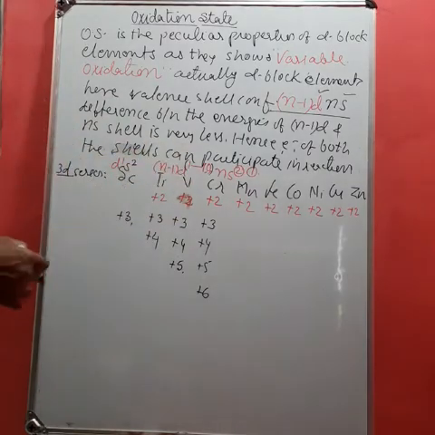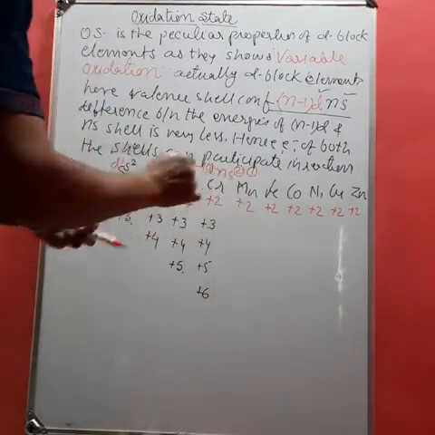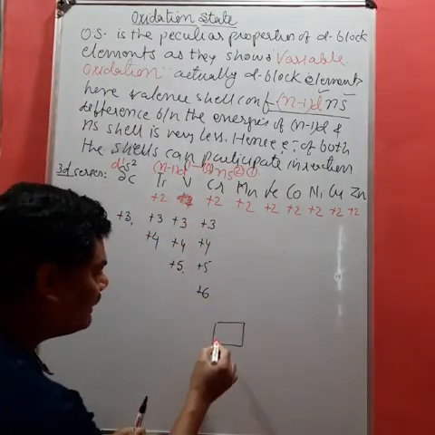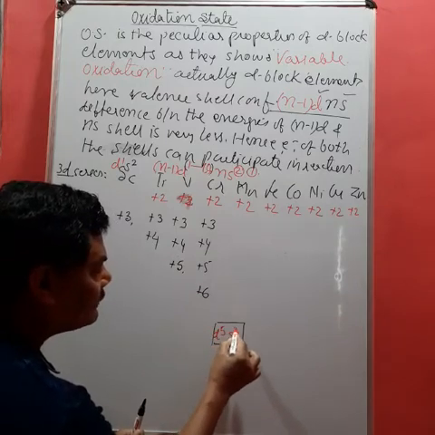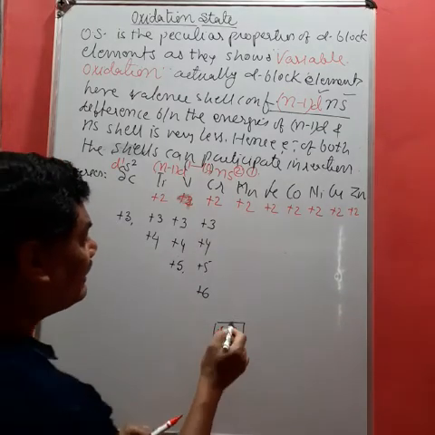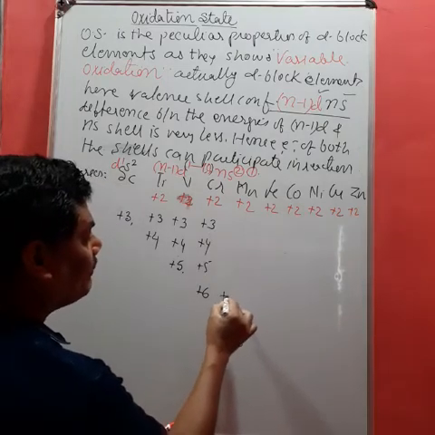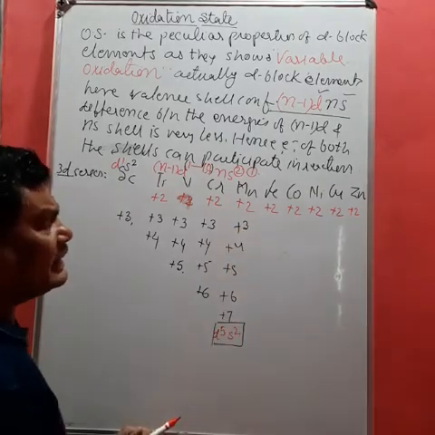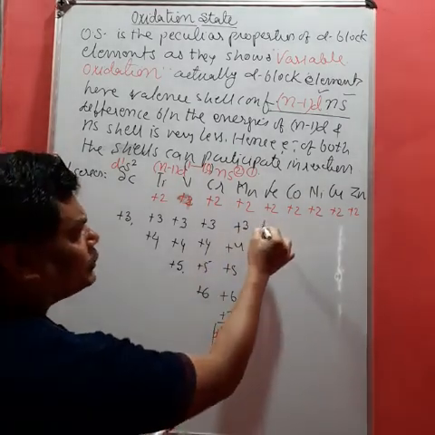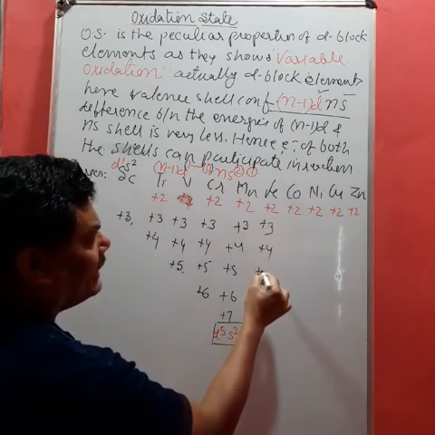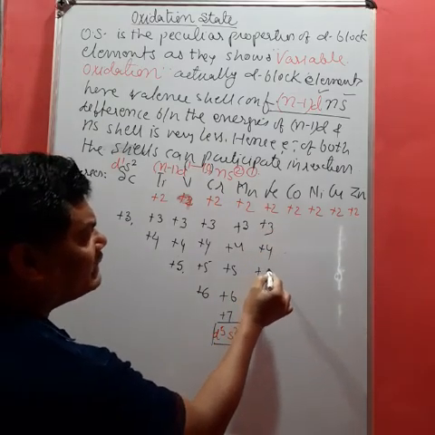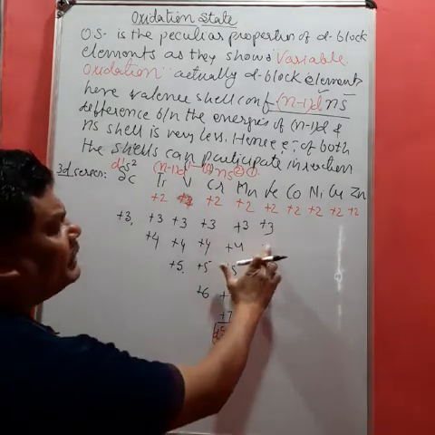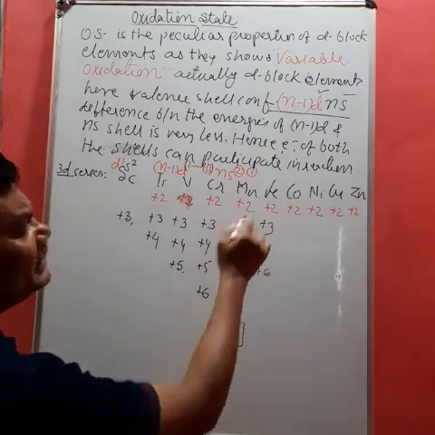But in case of Mn, its oxidation state depends on its configuration. What is its configuration? This is d5 and s2. So 5 plus 2 is equal to 7. That is, it can show +7, +6, +5, +4 and +3 oxidation states. Iron can show +2, +3, +4 and even +6 oxidation state, but it is very, very rare. The +4 is also very rare. Okay, +2, +3 and +6.